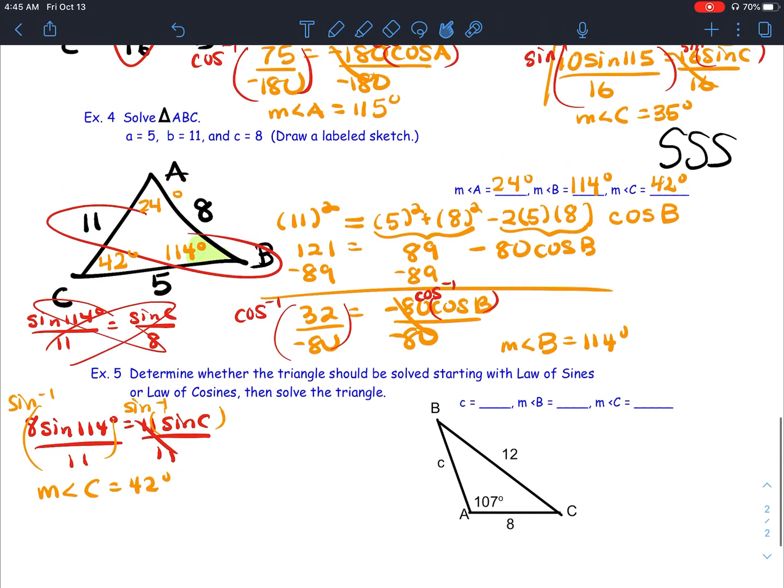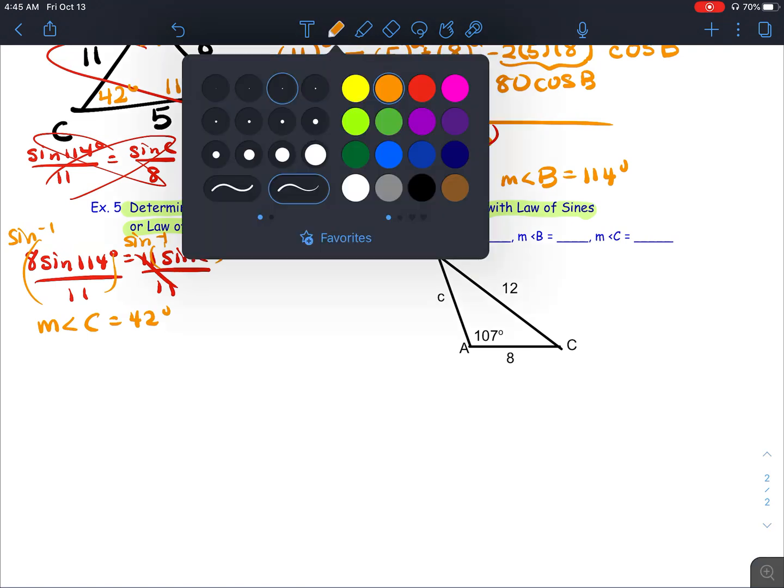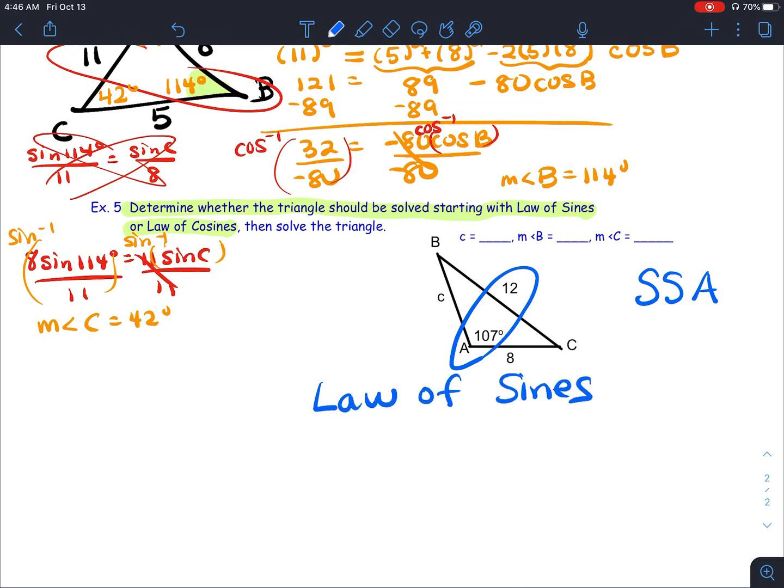The very last problem we're going to look at, we're not going to do this entire one. It just says determine whether the triangle should be solved by starting with the law of sines or with the law of cosines. I want you to look at the information you're given here. It feels like you're given two sides, and that angle 107 is actually not an included angle. I'm noticing we actually have, starting out, an angle and a side opposite. So it feels like this problem could be started out with the law of sines.